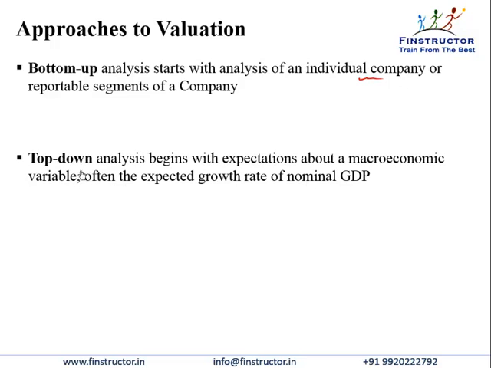In a top-down analysis, we start with macro expectations. For example, the GDP growth rate, the inflation trends, etc., and then try to see how that will affect different industries and what impact they will have on the companies, and try to derive the growth of companies using a top-down approach.